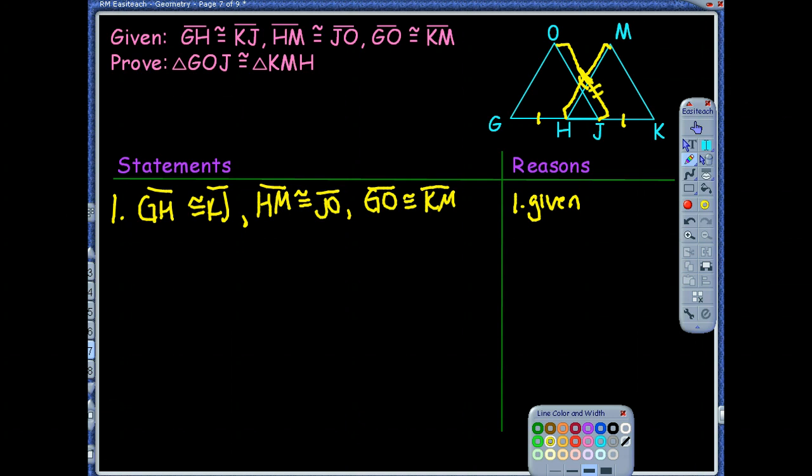And then segment GO is congruent to segment KM. Now, something that you could do, because those triangles kind of overlap, you could redraw the two triangles, so that way you can kind of see what information that you have. And I know the common mistake, and while she's doing that, I'm just going to talk.